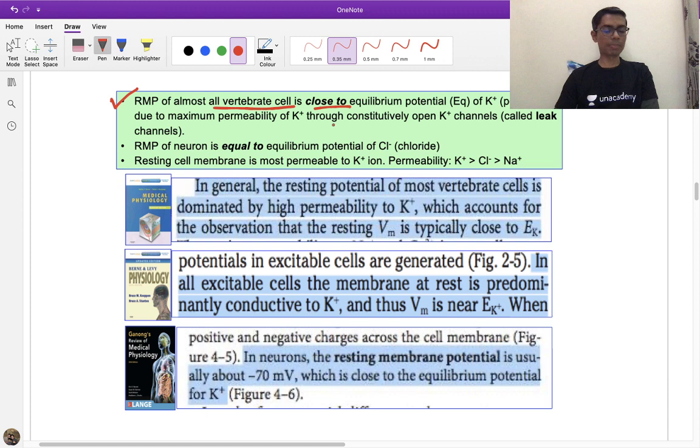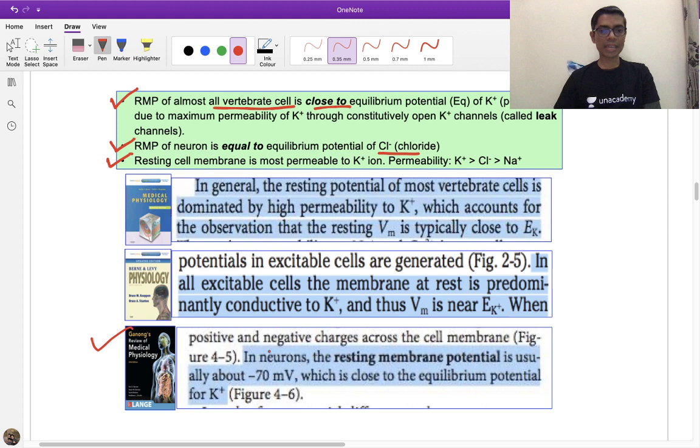Again and again I am repeating, please remember this. The RMP of a neuron is not equal to the equilibrium potential of chloride. The resting cell membrane is maximally permeable to potassium. So potassium is greater than chloride, greater than sodium. Different books' references have been given.